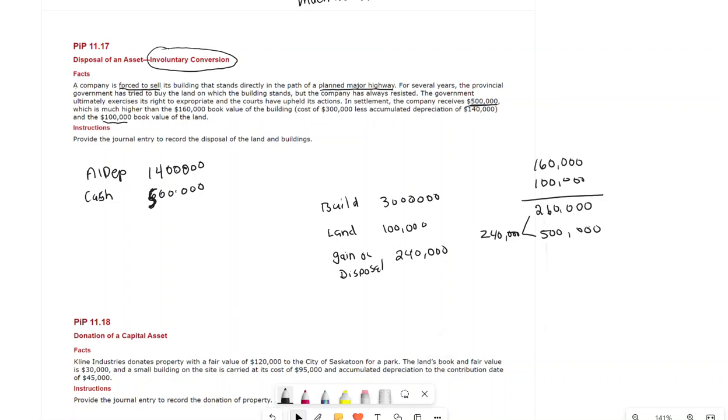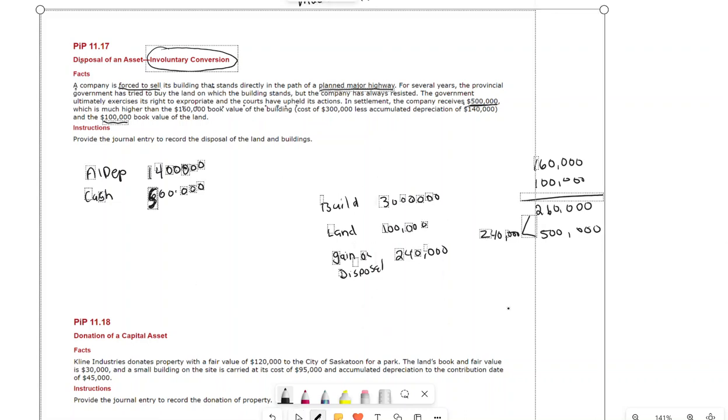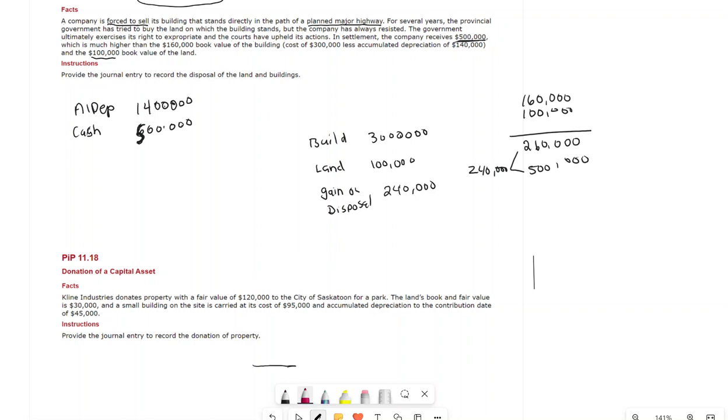Going further, sometimes we want to donate our property. So that's the next thing: when we want to donate our property, what entry we have to do when we're donating our property. I'm just waiting for my screen to come back. It says Klein Industry donates property with a fair value of 120,000 to the city of Saskatoon for a park. The land's book value and fair value was 30,000, and the building on the site, the cost was 95,000, and the accumulated depreciation to contribution date is 45,000. So how would you do a donation?